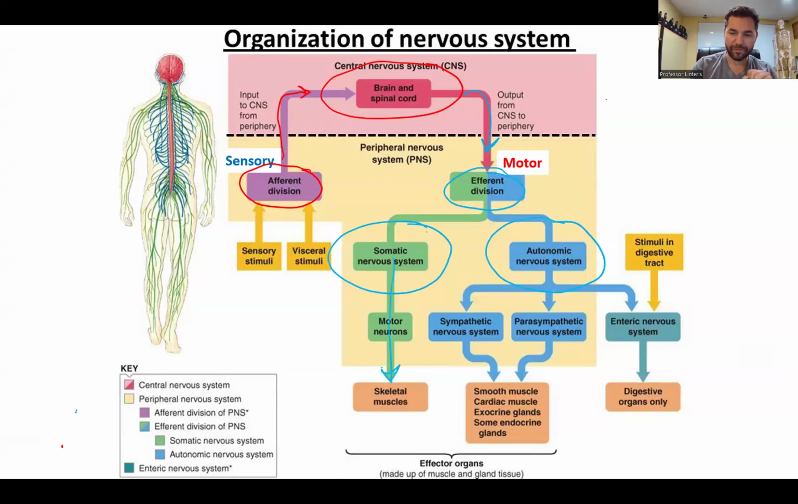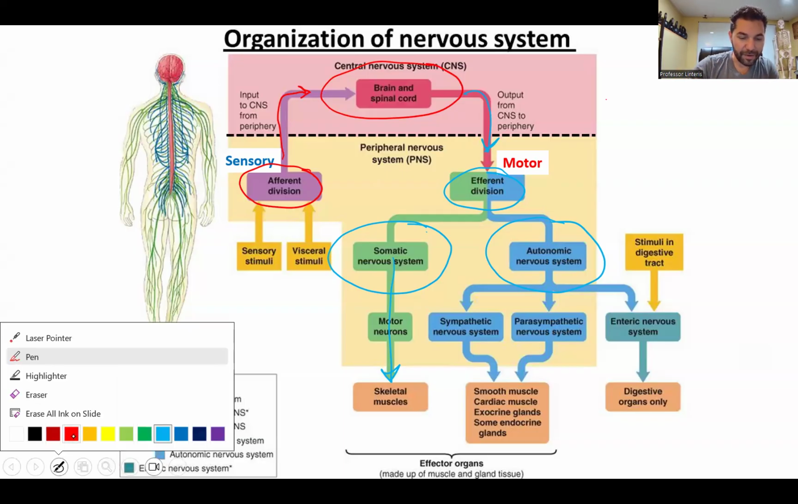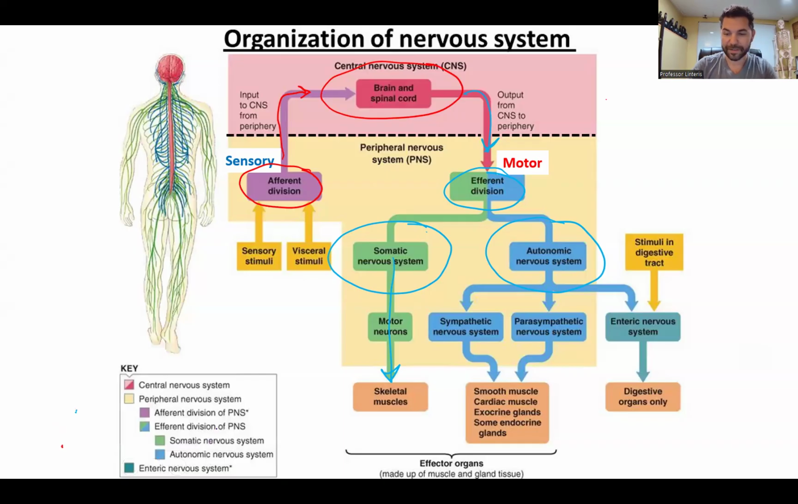So we can see that if we want to control a muscle or facial muscles for speaking or whatever, chewing, and your hands, obviously this all involves muscle contraction. All that choice, all that you choosing to move a muscle, whether it's during exercise or whatever, is part of the somatic nervous system, as opposed to the autonomic nervous system, which is broken into three different categories.